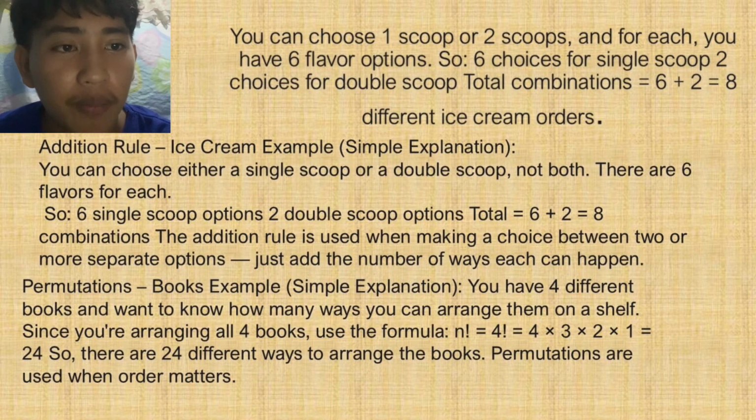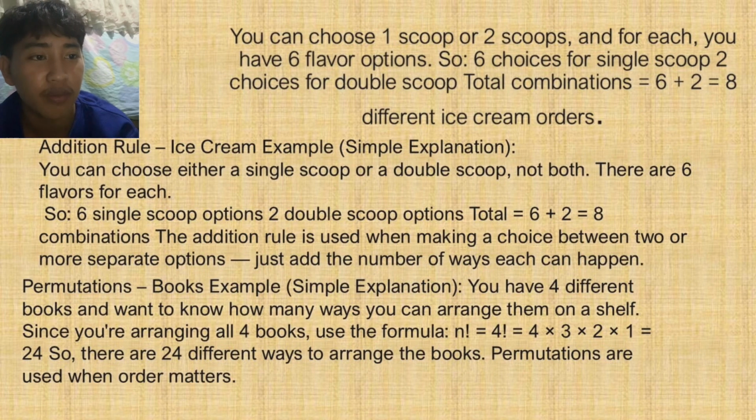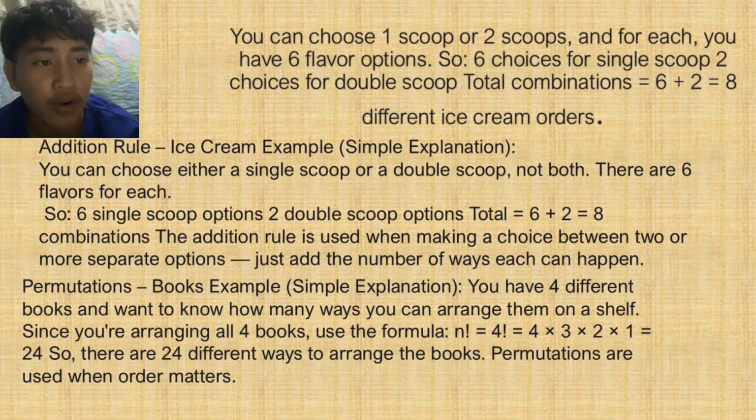Permutation, books example. You have 4 different books and want to know how many ways you can arrange them on a shelf. Since you are arranging all 4 books, use the formula factorial n equals factorial 4 equals 4 times 3 times 2 times 1 equals 24. So there are 24 different ways to arrange the books. Permutations are used when order matters.